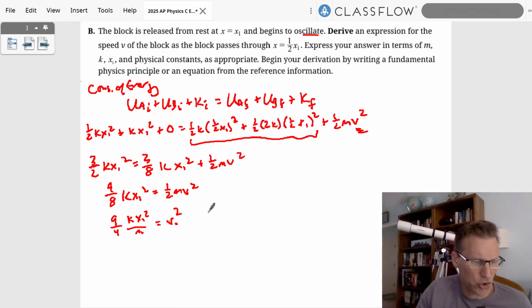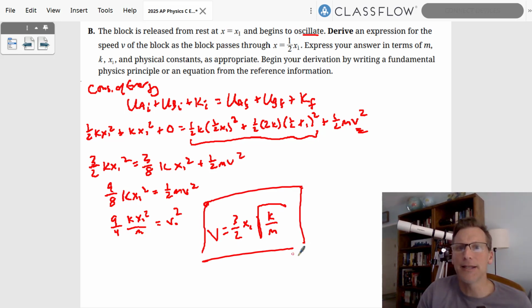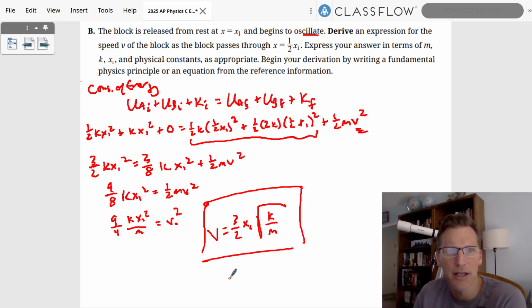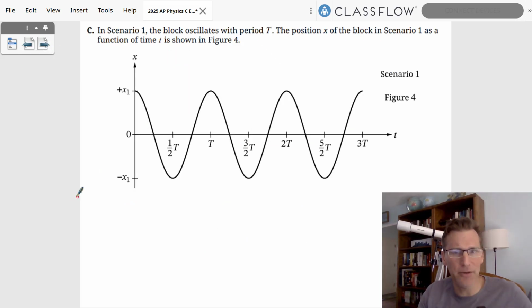And so when we square root, we're going to get a final velocity of the square root of all of this stuff. The 9 and the 4 come out and become 3/2 from the square root. The x1 squared comes out of the square root, so we have x1. What's left in the square root is these constants, k over m. And that is my final velocity of the block at this point, 1/2 of x1. That was question B. That was your deriving.